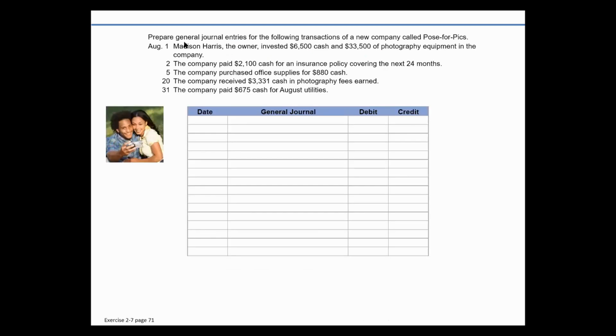So now we're going to start actually journalizing some transactions, okay? So we're going to prepare the general journal entries for the following transactions for a new company called Pose for Pics.